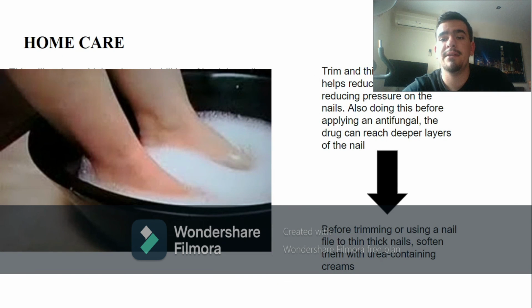And at the end, we also have to talk about the home care that we can practice in order to heal our nail. At home, we can trim and thin the nails. This helps reduce pain by reducing the pressure on the nails. Also, doing this before applying an antifungal, the drug can reach deeper layers of the nail.